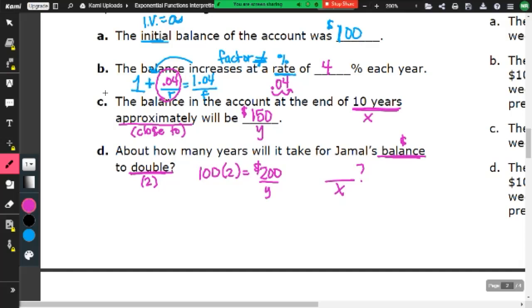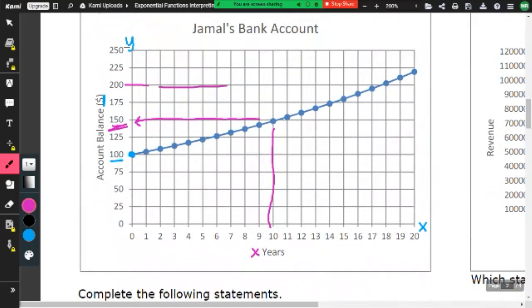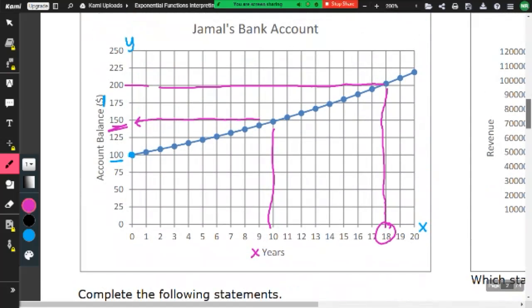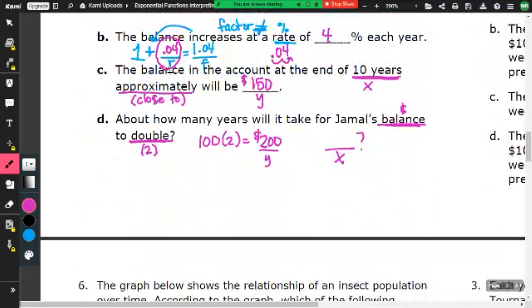My initial balance is 100. If we double that, it gives us 200. So I'm going to go to the 200 on my graph and see what year it gives me. I go to the 200 and I go straight across to this point and I go straight down, close to straight down, and it's 18 years. Questions? 18 years. That's the answer, 18 years.